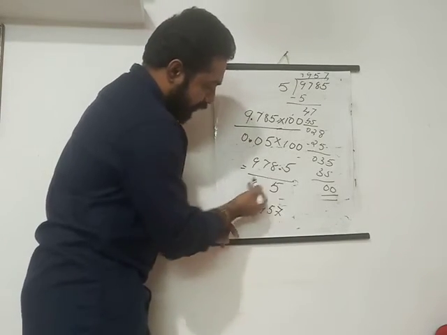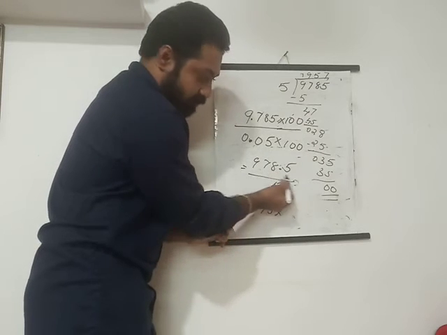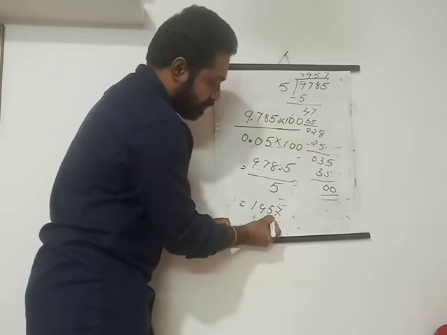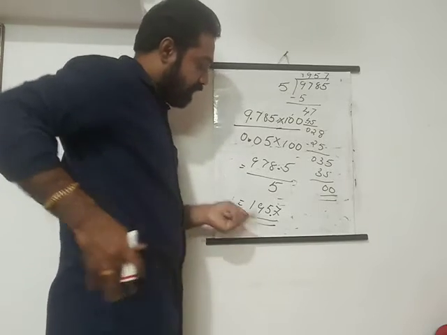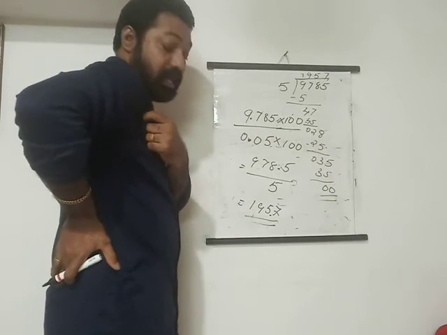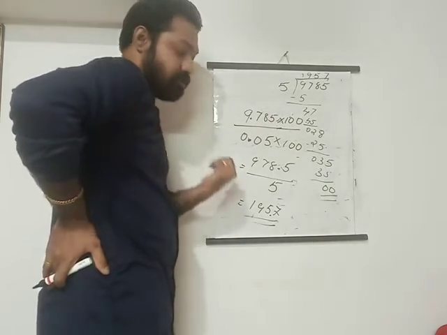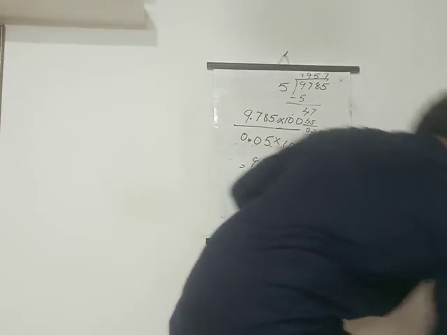So for the answer, what do we have to do? There is 1 decimal point, isn't it? So just put it. So we will get 195.7 as the answer. Okay, so this is the way. Okay, one more.